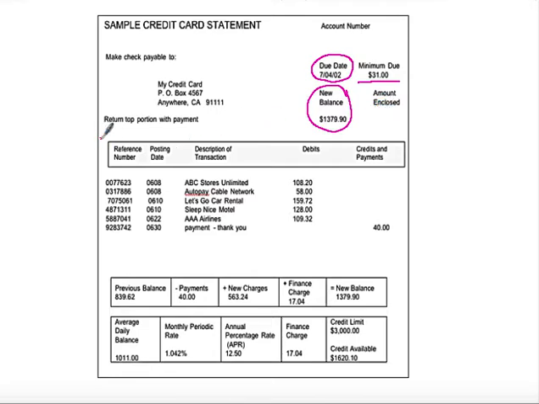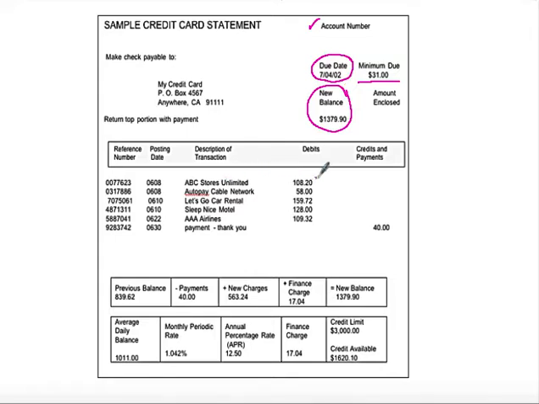So what would happen here is you'd rip off the top of this and you'd send this in with your payment because your account number will be on there. And on your check, you'd want to also write that account number so that if something got mixed up in the mail, they can know whose account to credit for that payment.